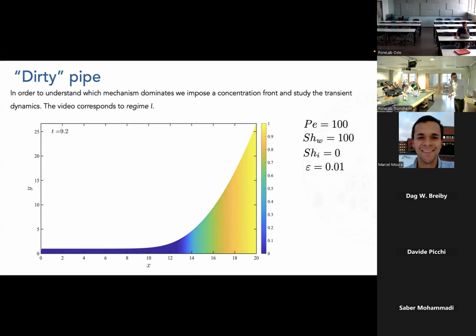As you can see, as far as the front advances, the color diminishes. It means that actually the front is not even able to reach the uniform film region. This is only one example. Then you can do all the regimes that you like.